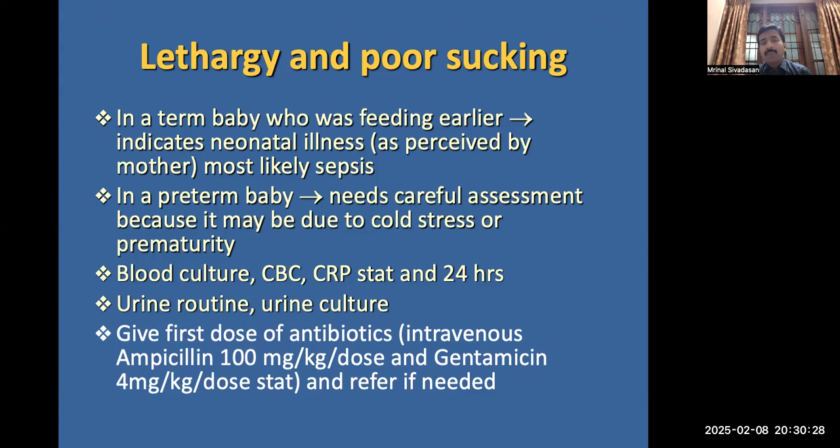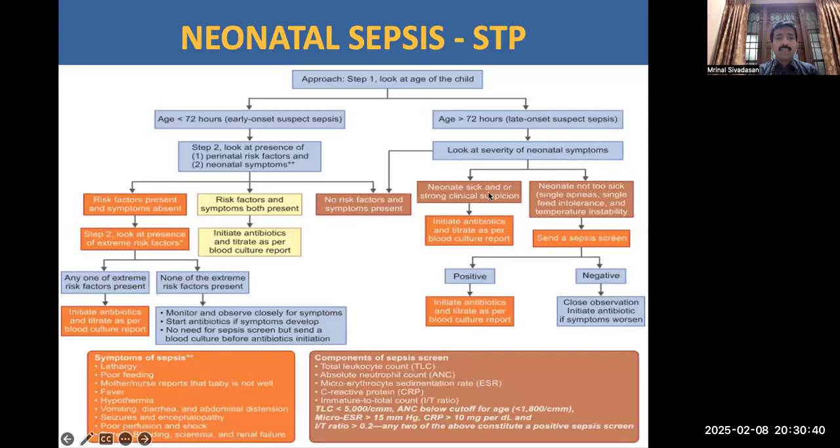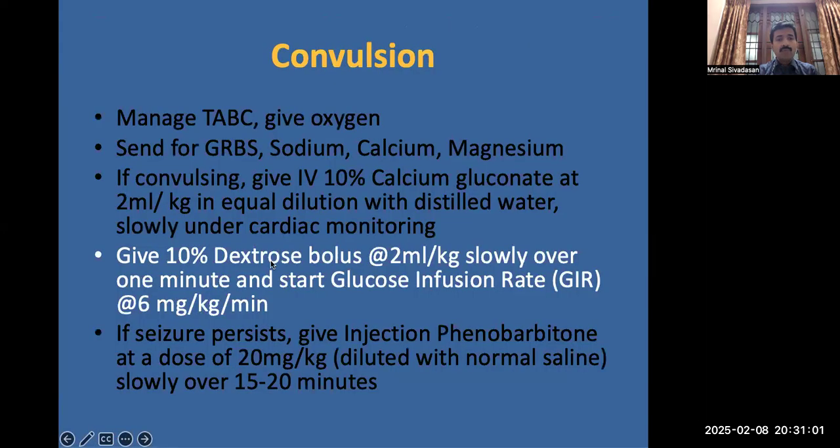So blood culture, complete blood count, C-reactive protein stat, and repeat after 24 hours. Urine routine and urine culture. Give the first dose of antibiotics, that is IV ampicillin and gentamicin, and then refer if needed. Sepsis can be early or late. Late is after 72 hours, and it is usually from the community or from the hospital. Early sepsis, within 72 hours, is usually from the mother. In both cases, you may need antibiotics. Symptoms of sepsis are lethargy, poor feeding, fever, hypothermia, vomiting, and seizure.